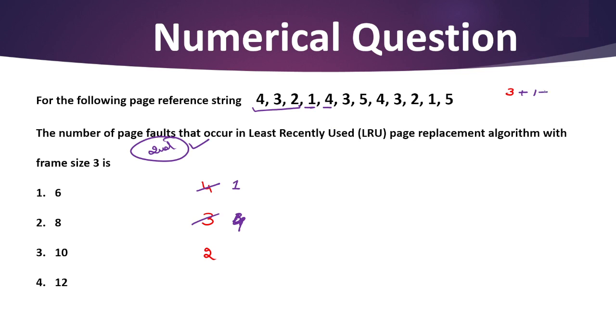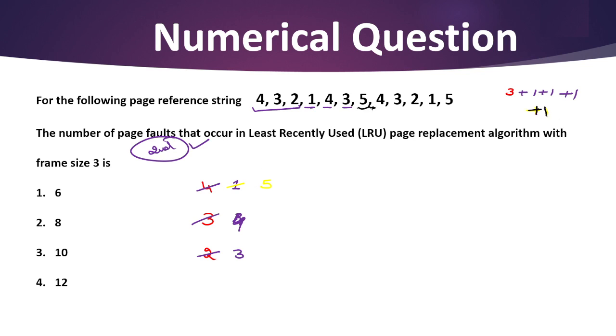Next value, one more page fault. Next value is 3 and if you want to add 3 you need to replace value 2 like this. One more page fault here. Next value is 5 and if you want to add 5 you need to cut the least value, that is 1. So this is one more page fault. Okay, this color is not clearly visible, so let me just remove this.